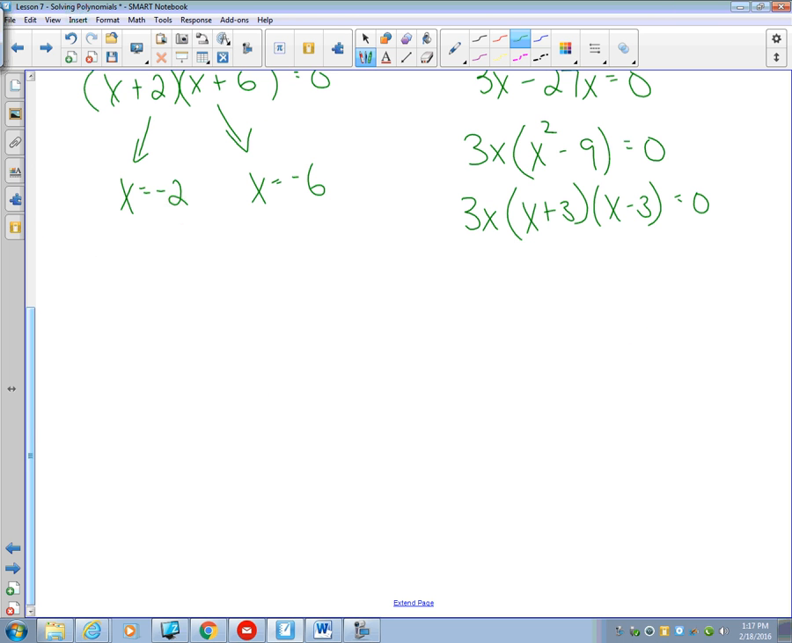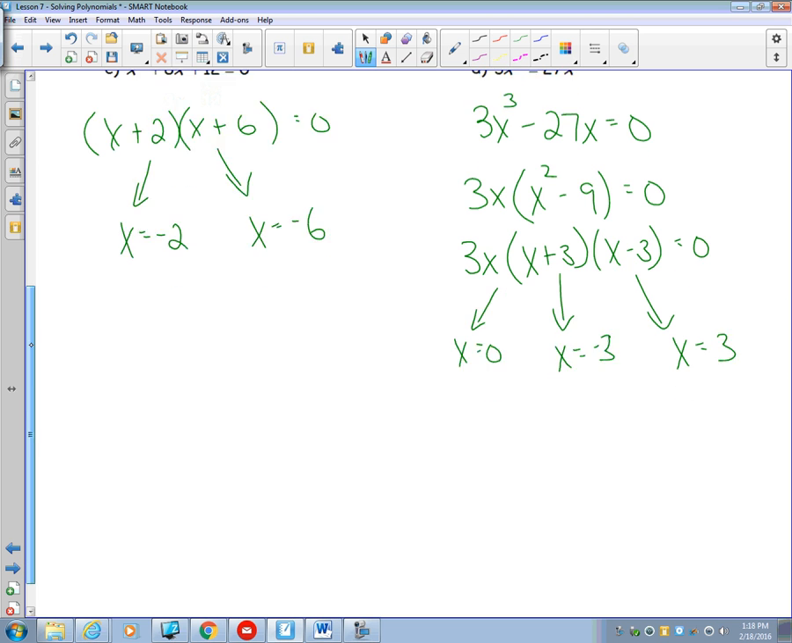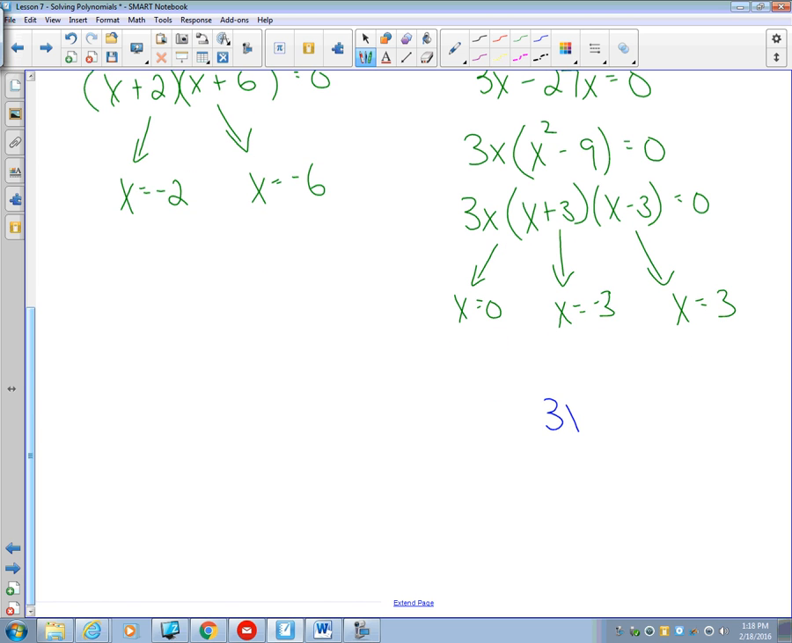What are my solutions? My solutions, my zeros are, well, x is 0, x is -3, and x is +3. Those are my solutions because those are my zeros. And just to prove it, if I went back to the very beginning of this question, when we had 3x cubed equals 27x, and I tried to see what happens when x is 3.